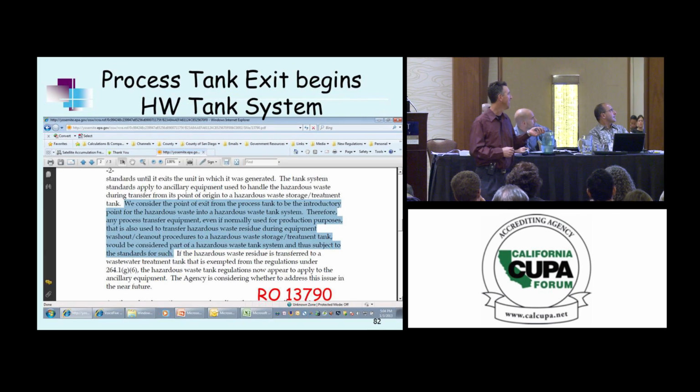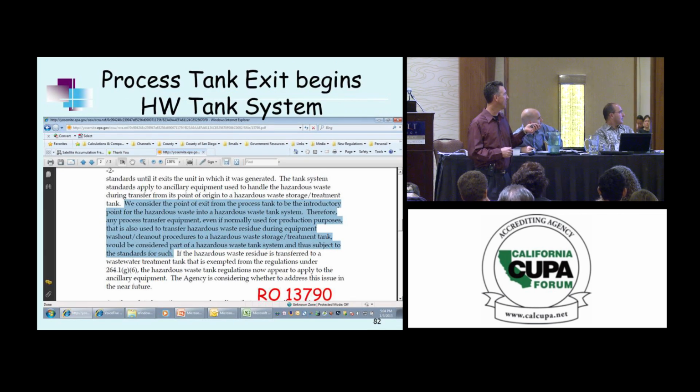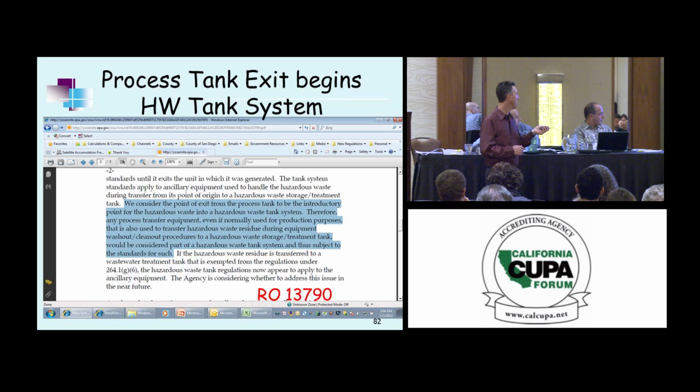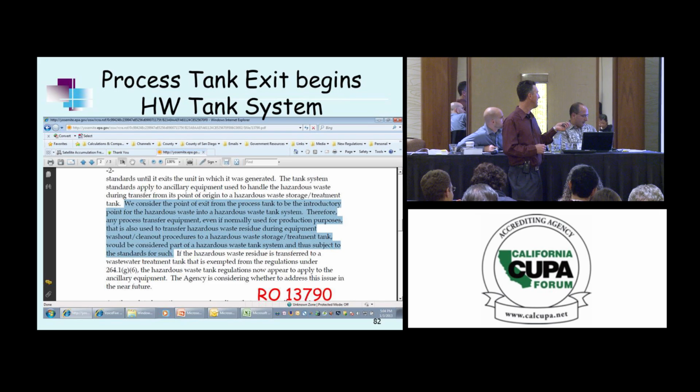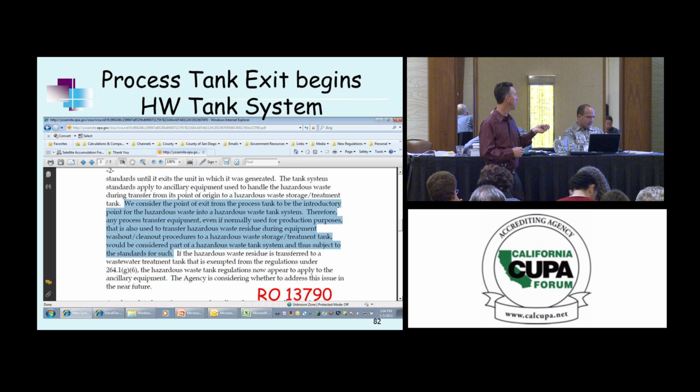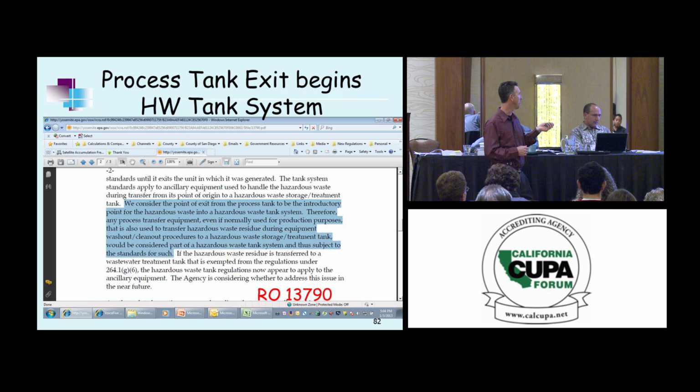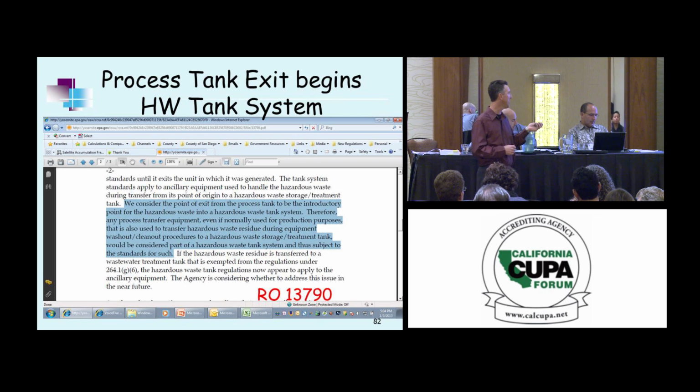Okay. So then there's also this RCRA online guidance that says process tank exit begins a hazardous waste tank system. So the point of exit from the process is the introductory point for hazardous waste in a tank system.